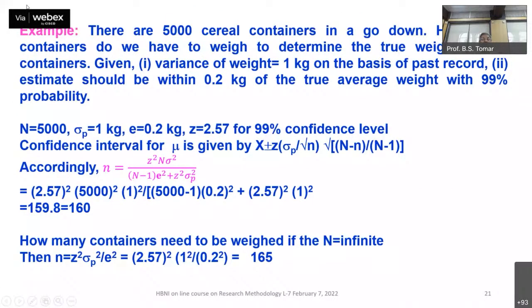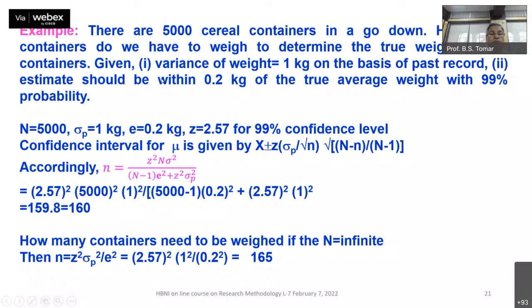I have given an example here. There are 5,000 cereal containers in a godown. How many containers do we have to weigh to determine the true weight of the containers, given that the variance of the weight is 1 kg? This is on the basis of past record.